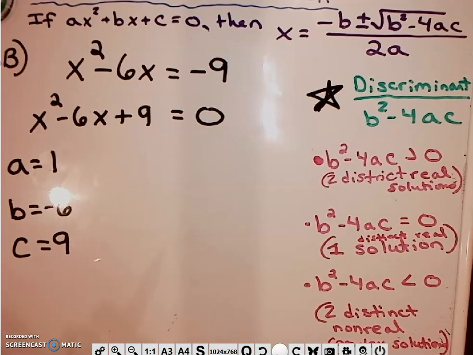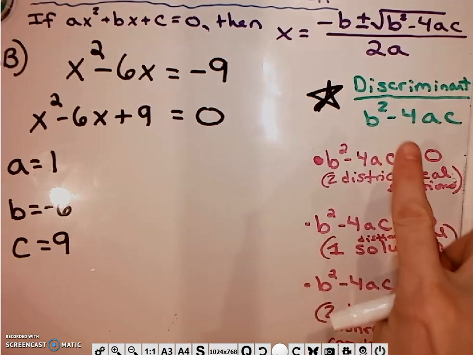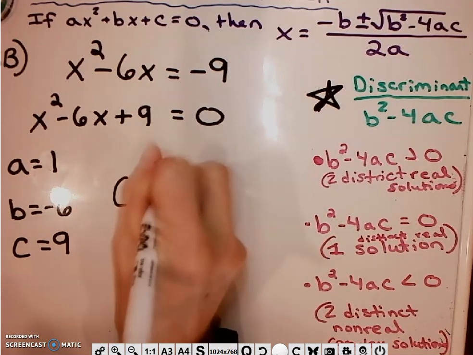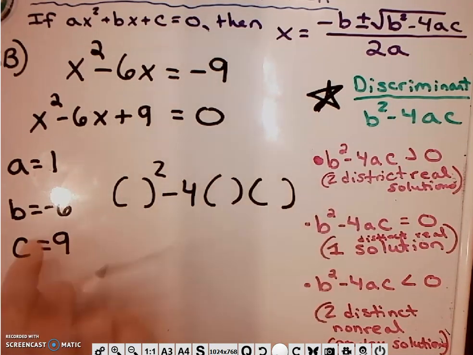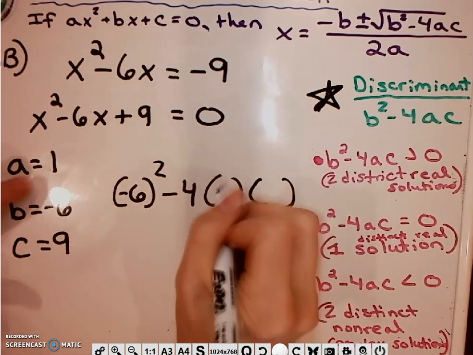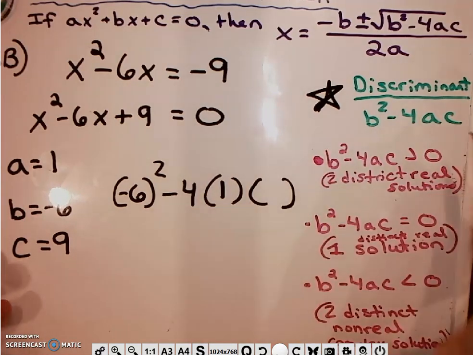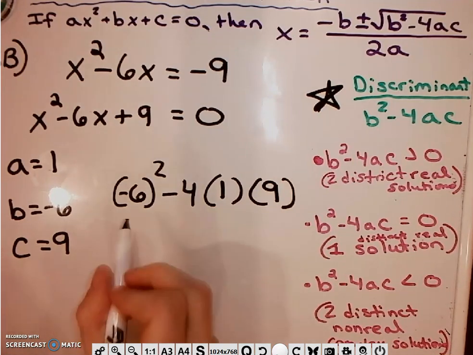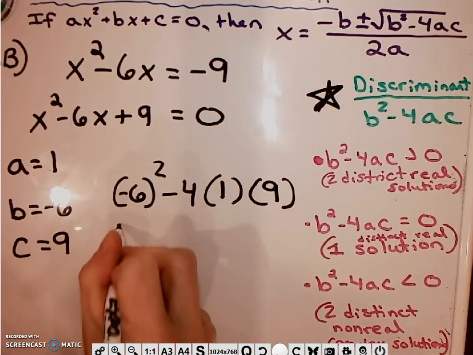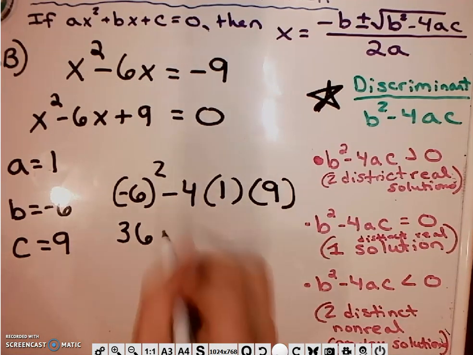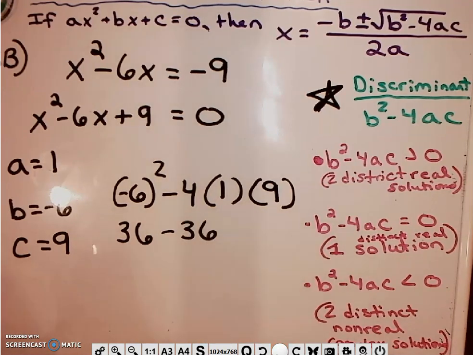Now, again, to find the discriminant, I'm going to use this formula, b squared minus 4ac. I'm going to take b and replace it with -6, minus 4 times a, which I replace with 1, and c, which I replace with 9. Again, I'm just going to simplify this. -6 squared is -6 times -6, which gives me 36. Then -4 times 1 times 9 gives me -36. 36 minus 36 equals 0.